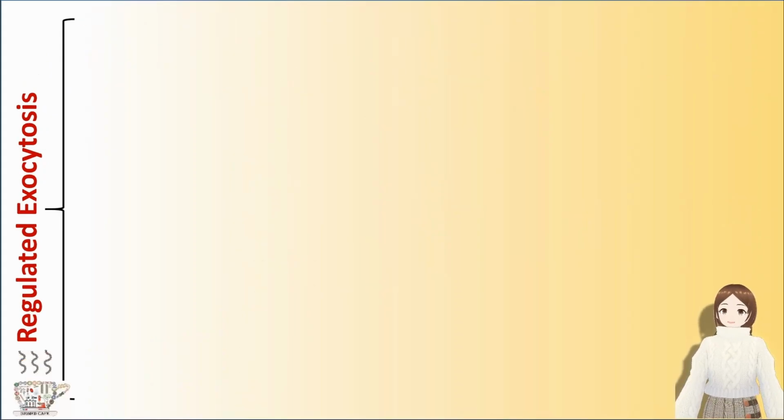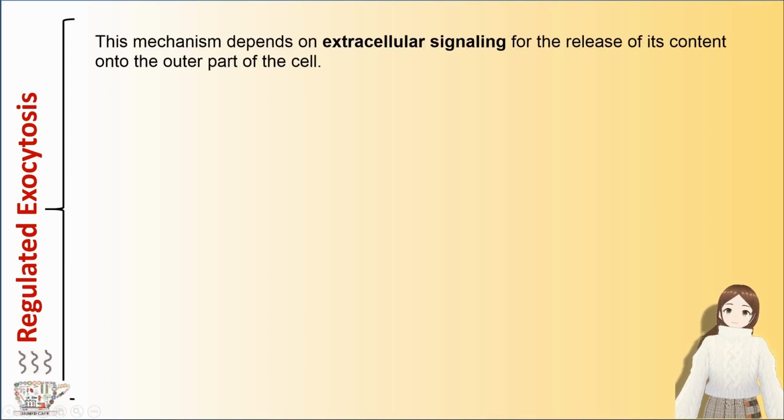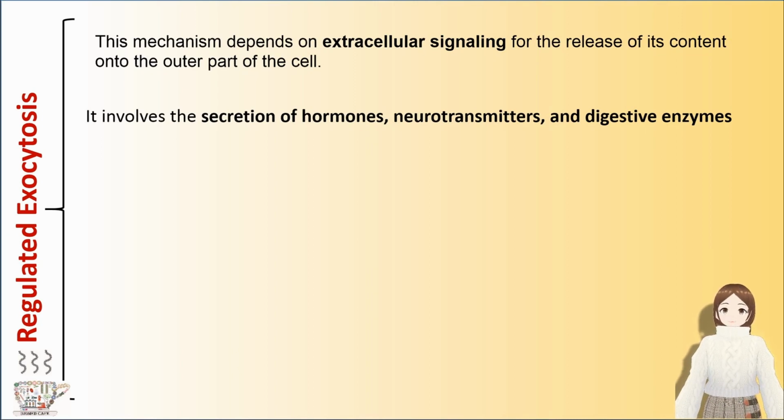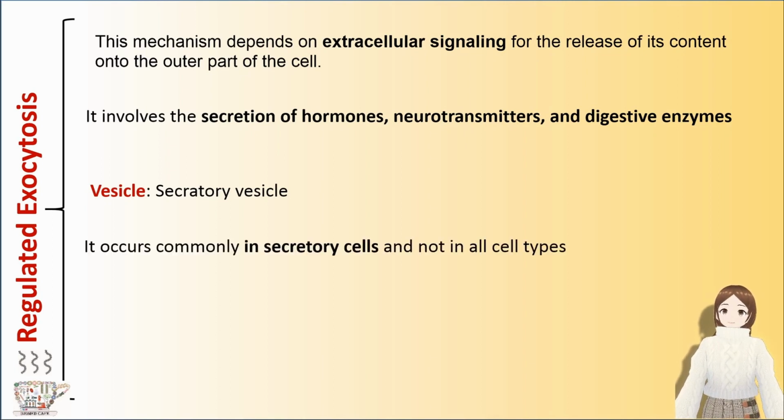The second subgroup of exocytosis is regulated exocytosis. This mechanism depends on extracellular signaling for the release of its content onto the outer part of the cell. It involves the secretion of hormones, neurotransmitters, and digestive enzymes. The vesicle in regulated exocytosis is the secretory vesicle. It occurs commonly in secretory cells and not in all cell types. It has temporary or kiss-and-run fusion.